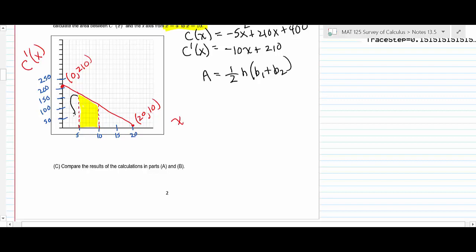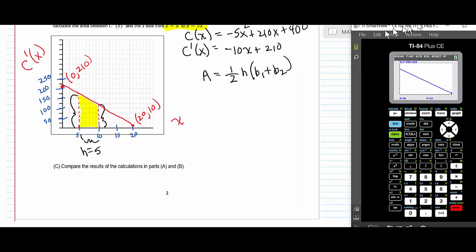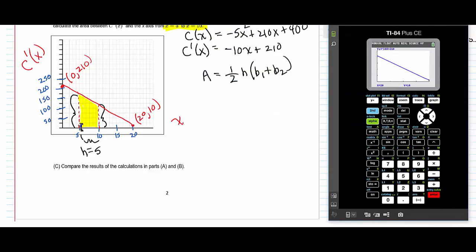This base right here, you'd have to figure out what C prime of 5 is. And then this base here, you'd have to figure out what that is. And then the height is going to be equal to 5 like that. Now I've got my calculator graphed on this, so it's wise to just go ahead and trace on these things. If you trace at 5, you're just finding C prime of 5. That gives you 160. So I'm going to label this point as (5, 160). Then I'm going to trace at 10, and I'm going to label this point as (10, 110) like that.